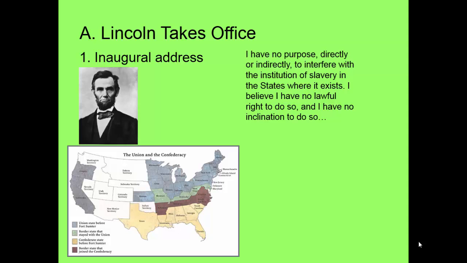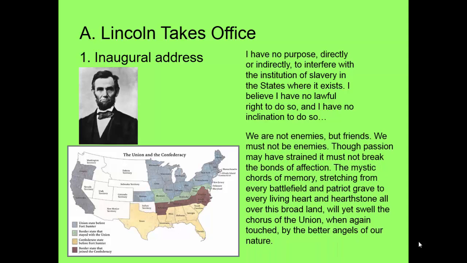Now, the next part of his speech, he's trying to woo those yellow states that have already seceded back into the Union. And so he's trying to think of a way that he can convince them that they should come back to us. And so he says to these yellow states that have already seceded, "We are not enemies, but friends. We must not be enemies. Though passion may have strained, it must not break the bonds of affection between North and South. The mystic cords of memory, stretching from every battlefield and patriot grave to every living heart and hearthstone, all over this broad land will yet swell the chorus of union, when again touched by the better angels of our nature."